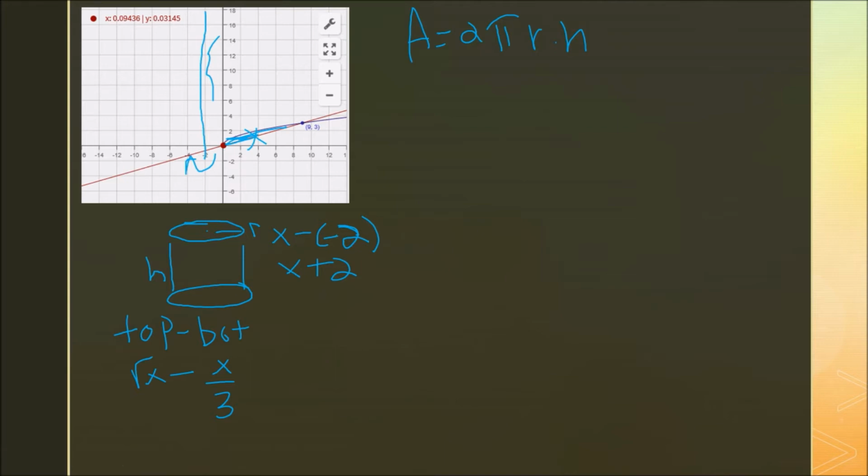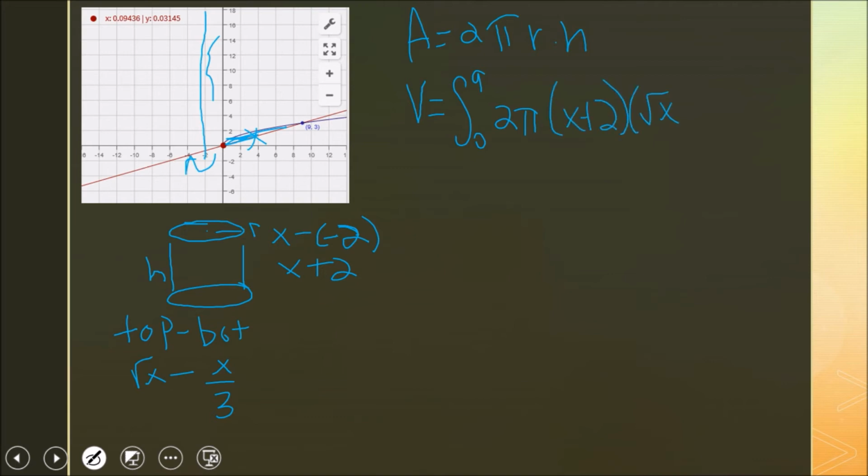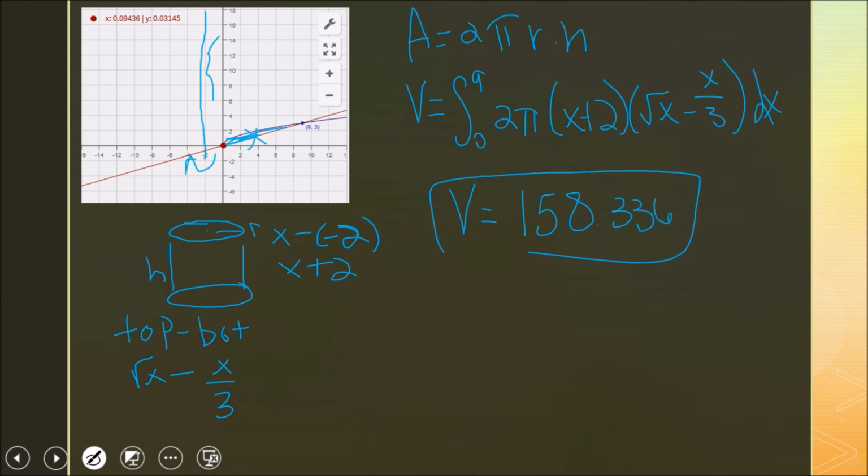So I normally like to be very methodical and plug into the area formula, then plug into volume, but to save on time, I'm going to go on and plug in directly to the volume formula. So the integral between 0 and 9, 2 pi x plus 2 times square root of x minus x over 3 dx. And once you plug that into the calculator, you should get 158.336. Yay!